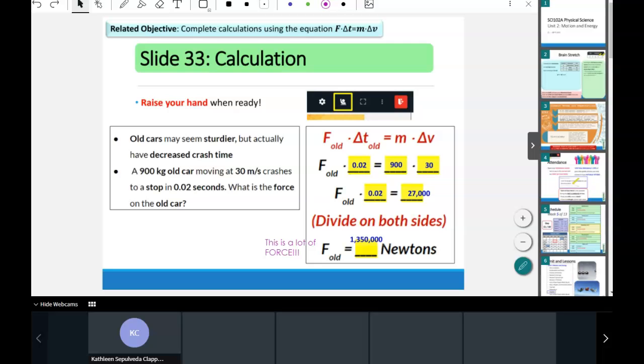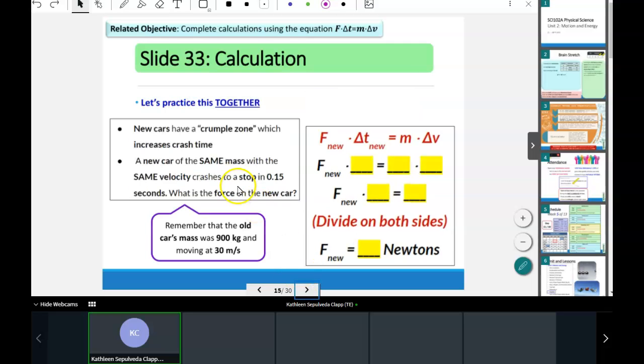All right, let's go ahead and move on. Thank you, everybody. So remembering this is a lot of force, let's take a look at this one. A new car has those crumple zones, which increase the crash time.